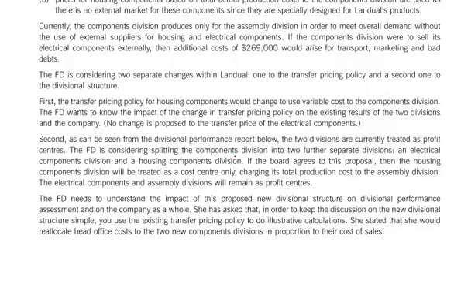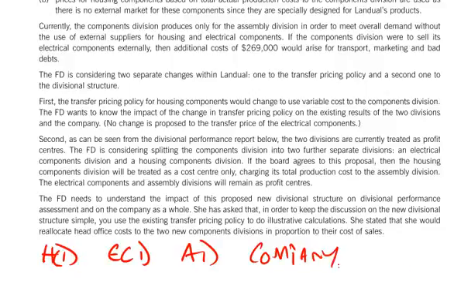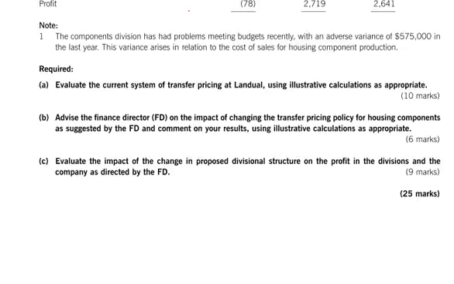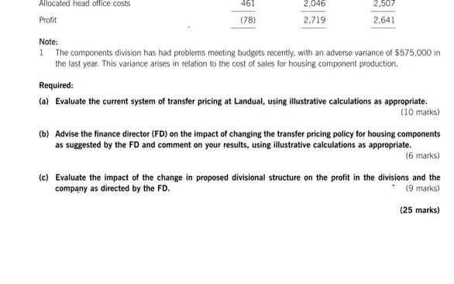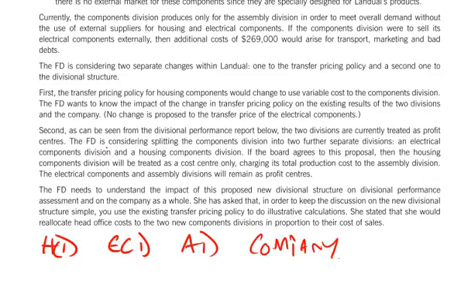So what we're going to end up with now is the housing components division, the electrical components division, the assembly division, and the company itself. And the question, if I remind you, said impact of the change in divisional structure on the profit of the divisions and the company as directed by the FD. If the board agrees to this proposal, then the housing components division will be treated as a cost centre only, charging its total production cost to the assembly division. The electrical components and assembly divisions will remain as profit centres. The finance director needs to understand the impact of the proposed new divisional structure on performance assessment and the company as a whole.